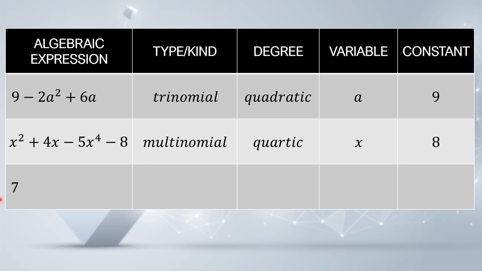Third example, we have the given algebraic expression 7. So kung mapapansin nyo, nag-iisang term lang siya, so that is monomial. And the degree, wala tayong nakikitang exponent or variable na may katabing exponent, so that is constant. And the variable is blank dahil wala siyang kasamang variable. And then automatic the constant is 7.